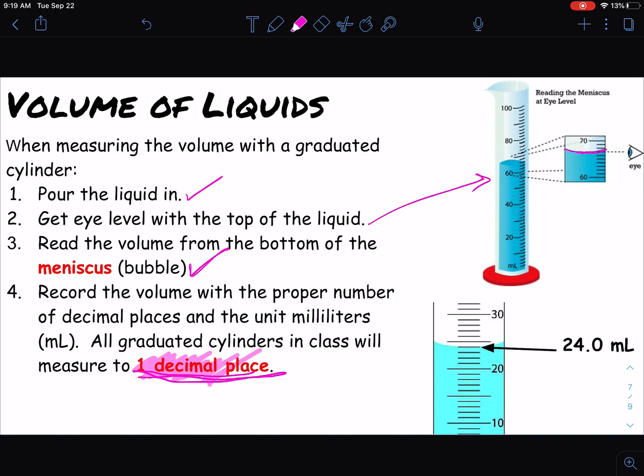All of my graduated cylinders that you use will only measure 1 decimal place. So that's where you have to pay attention. Meter sticks had 2 decimal places. Triple beam balance had 2 decimal places. And now you have the graduated cylinders, which only have 1 decimal place. You also got to make sure with the unit you use milliliters. When you're using the graduated cylinders, it's going to be in the unit milliliters.